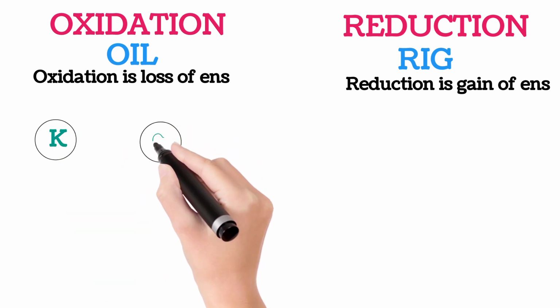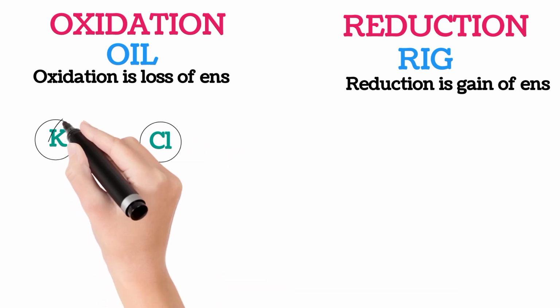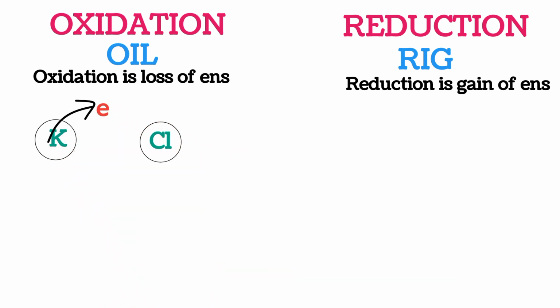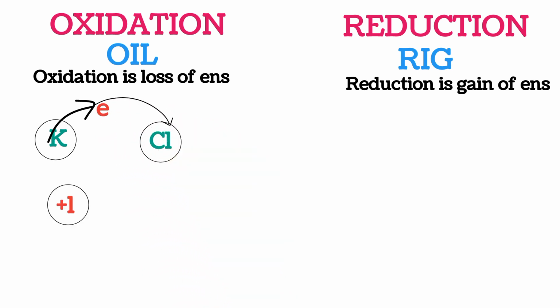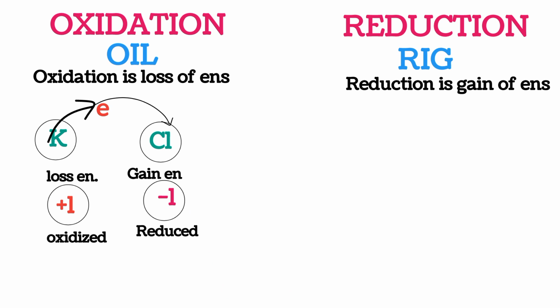Now, when you have potassium and chlorine, potassium will donate an electron, or will lose an electron, and chlorine will gain the electron. By the loss of one electron, potassium will become positively charged, while chlorine becomes negatively charged. So by the loss of an electron, potassium becomes oxidized, while chlorine gains an electron and becomes reduced, and they form potassium chloride.